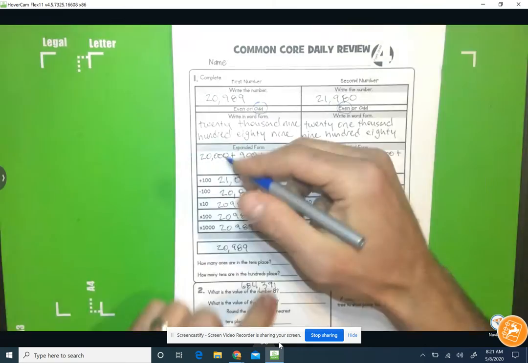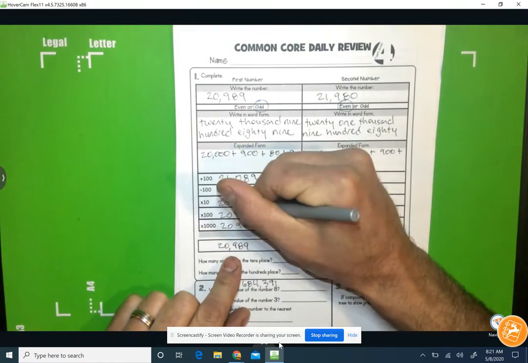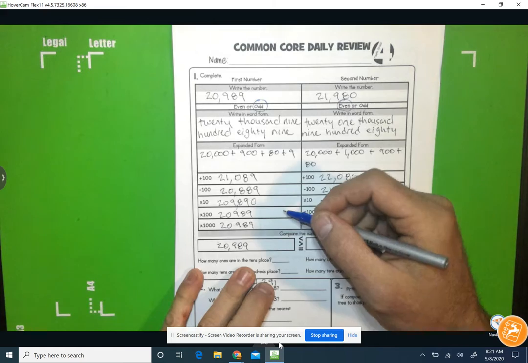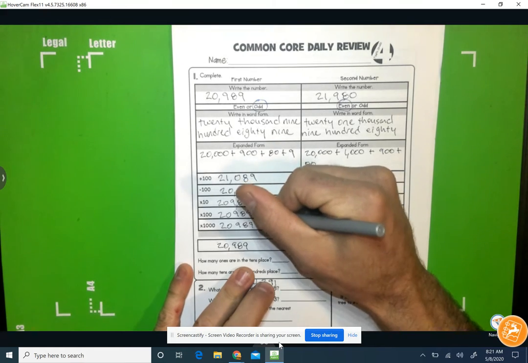Multiplying by 10, well, anytime you multiply by 10, simply add a 0 and put your commas in the appropriate place. 209,890. Over here, 21,980. Simply add a 0, put your commas in the appropriate place. 219,800. Again, the power of the zero is incredible, not to be undervalued.